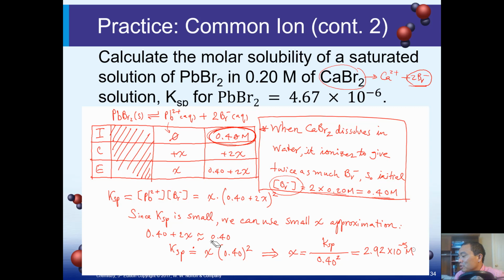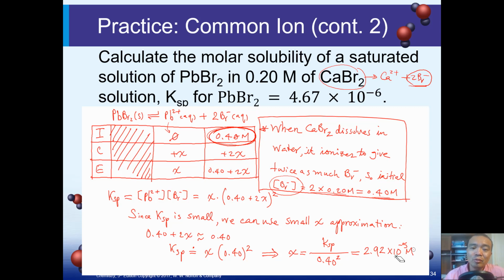So 0.40 plus 2x is about the same as 0.40. So you substitute this into the KSP expression. KSP is about the same as x times 0.40 squared. Don't forget about that squared, that squared is still there. So you keep that squared. The calculation for x is actually a little bit easier. This gives you 2.92 times 10 to the negative 5 molar. Indeed, that x, or the solubility, is very, very small.